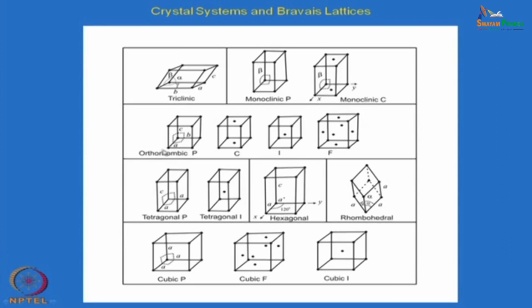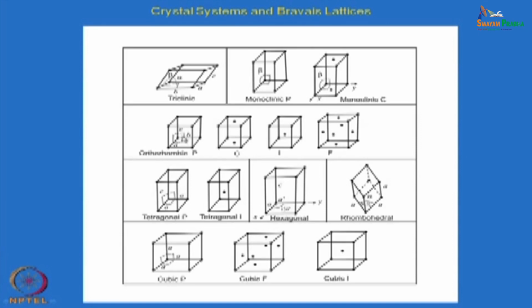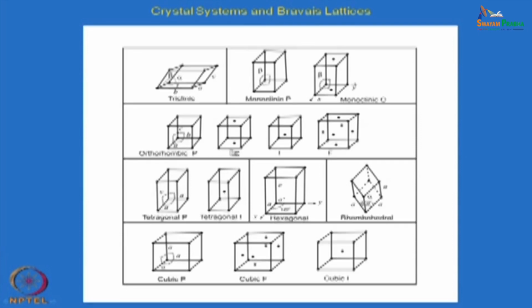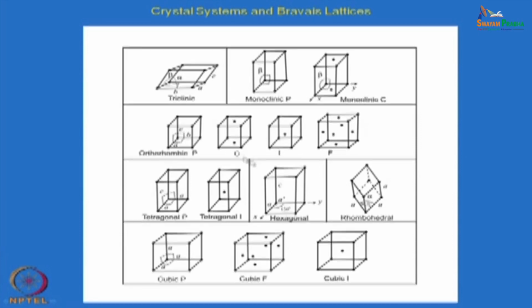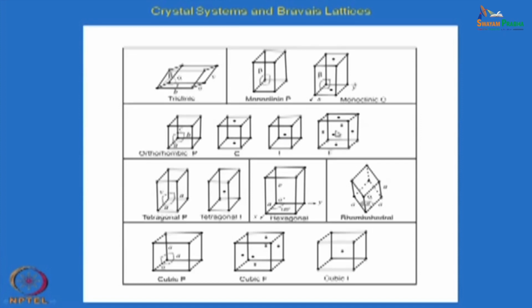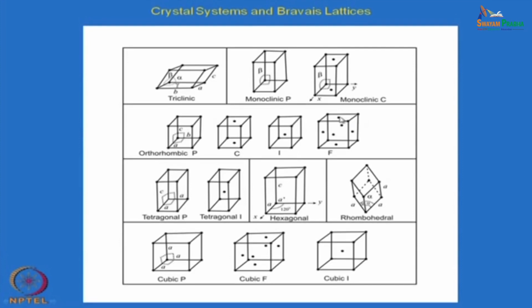So, in this case orthorhombic, 4 varieties of orthorhombic are available. One is the simple or the primitive cell, then you have a base center, then you have a body center here, and then the fourth one is face centered. So, in addition to the corner positions, the face center positions are also occupied by the atoms.